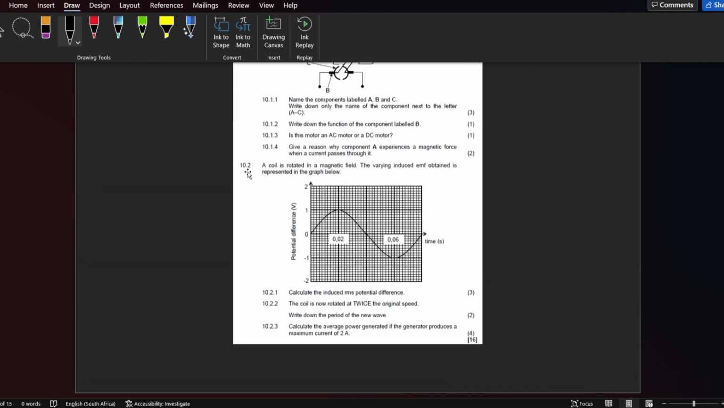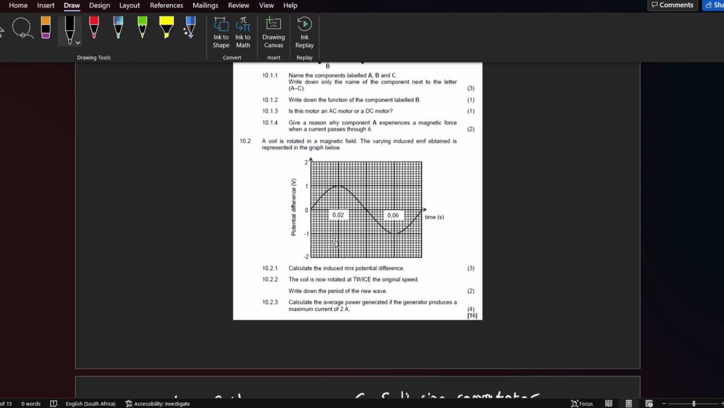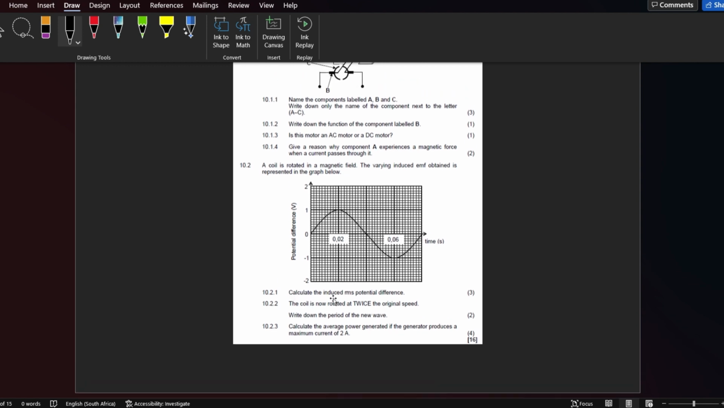Okay, 10.2. A coil is rotated in a magnetic field. The varying induced EMF obtained is represented in a graph below. So obviously this is in a generator, so this question does not have anything to do with this motor question. Okay. Calculate the induced RMS potential difference. So the induced root mean square voltage.